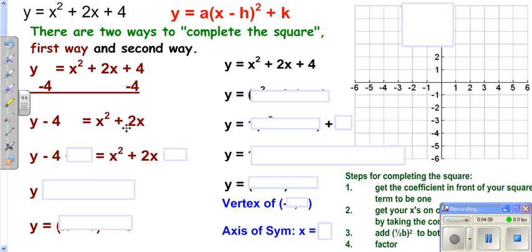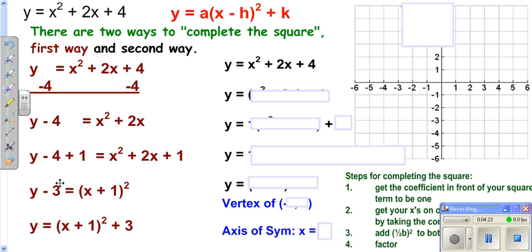Then you want to take half of your b, so half of your 2, and square that. And you want to add that on the right side, add that on the left side. Now on the left side, we just get y minus 3. On the right side, it factors into 2 identical parentheses. And then you'd want to finish getting y by itself. Your vertex then is always the opposite of what's after the x, the same as what's after the parentheses.